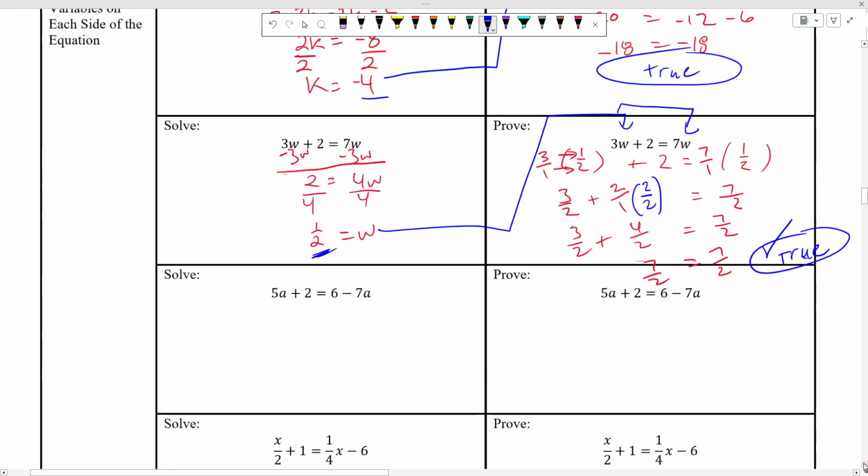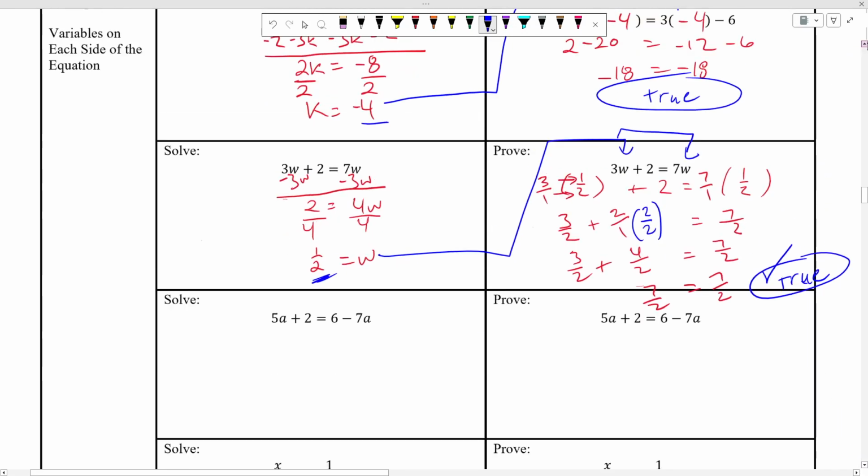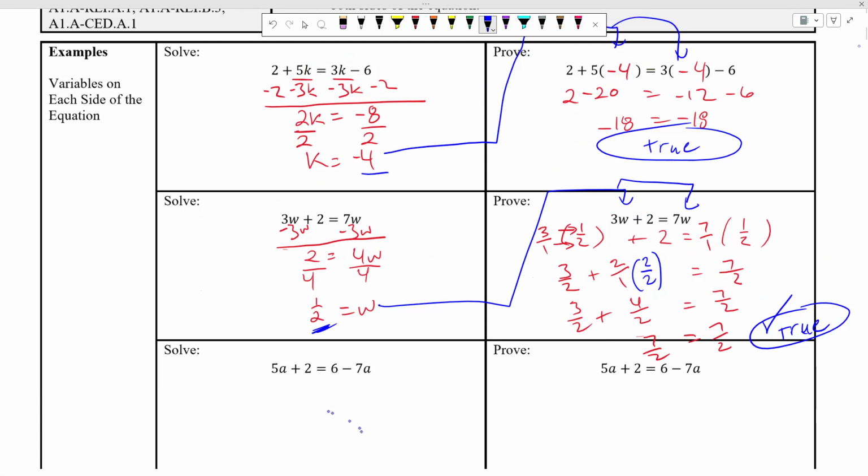Let's look at another, guys. Okay, so again, this whole idea is that we're going to have variables on opposing sides of the equation. But we can deal with that. And in fact, let's do that now.